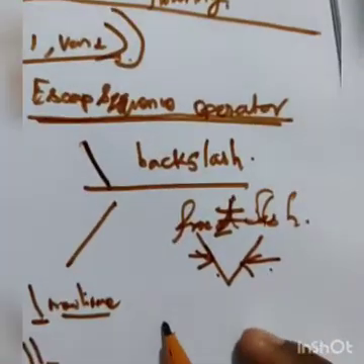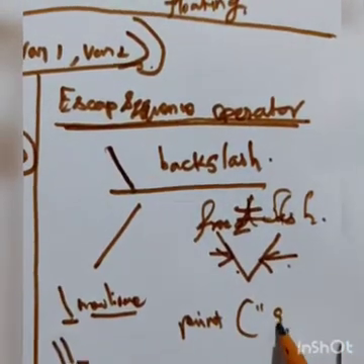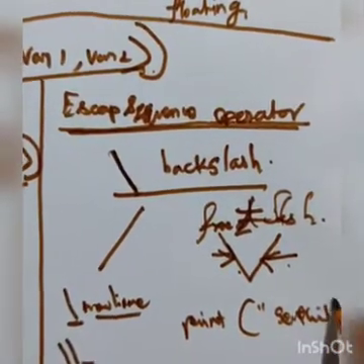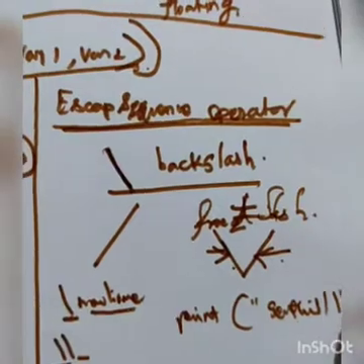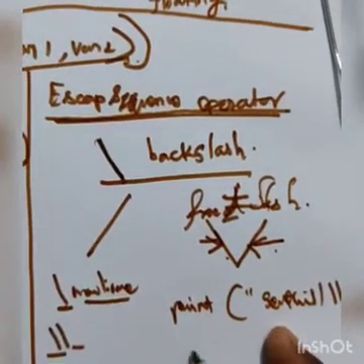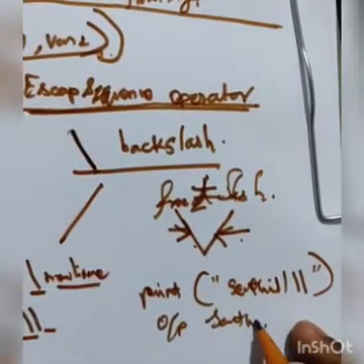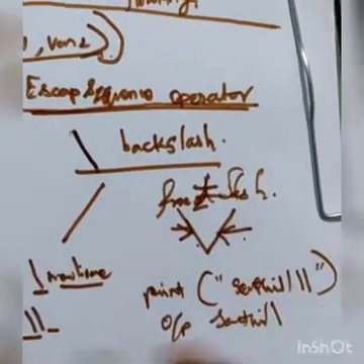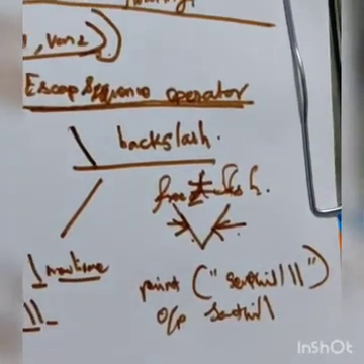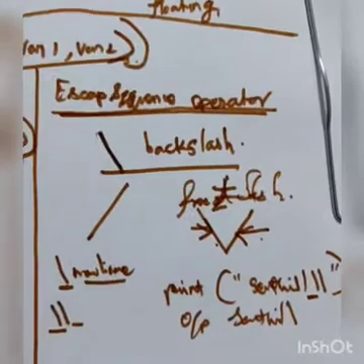For example, see here, print Sendil followed by backslash backslash, then double quotation. What output will come? See here, Sendil backslash. Only one backslash is printed. So that is the escape sequence operator.